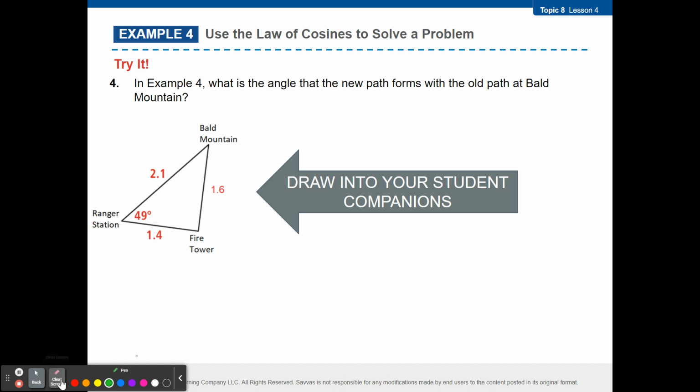Now I'm just going to clear the screen and rewrite it. I want you guys to find that angle by yourselves. Go.